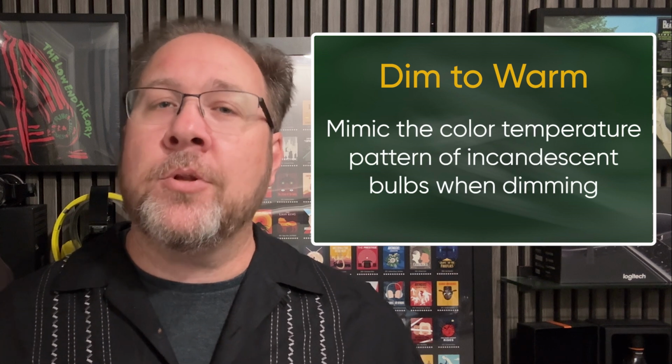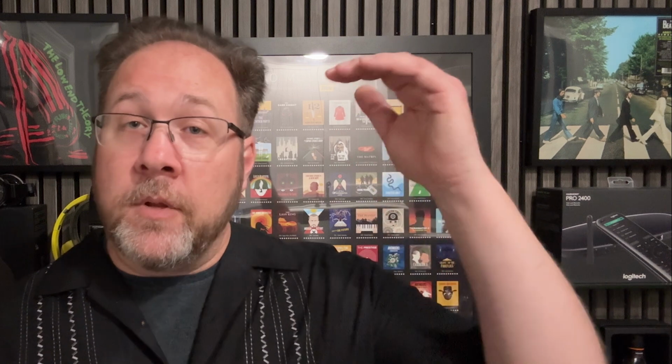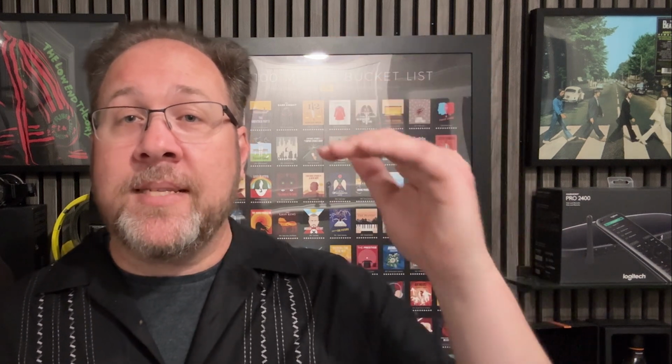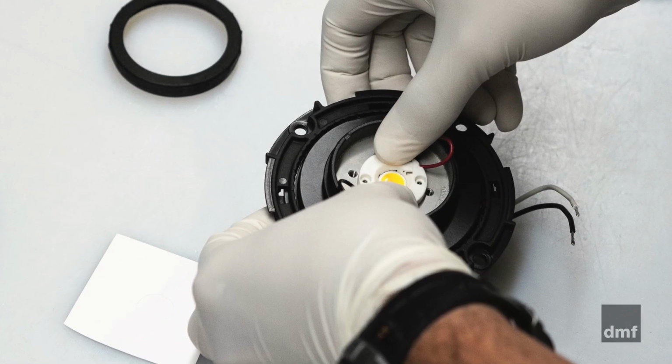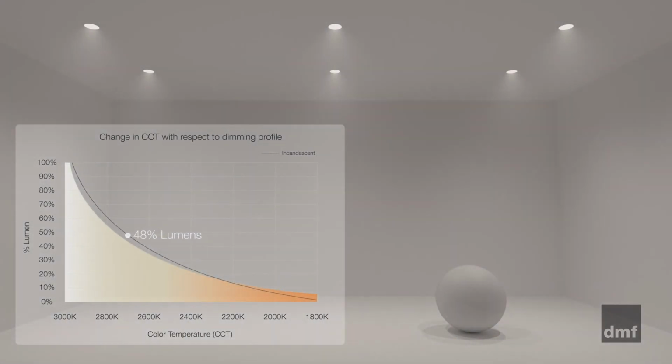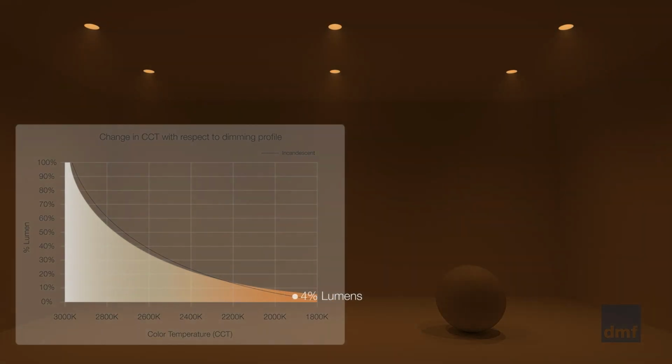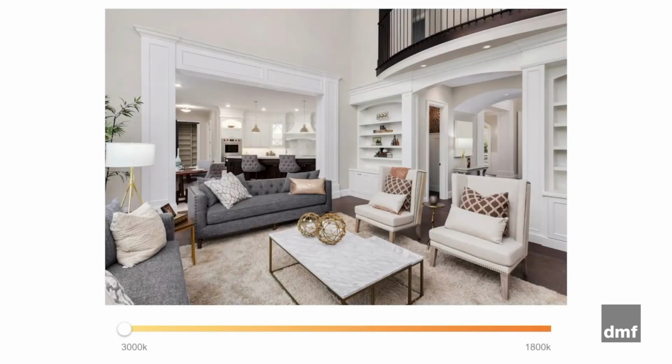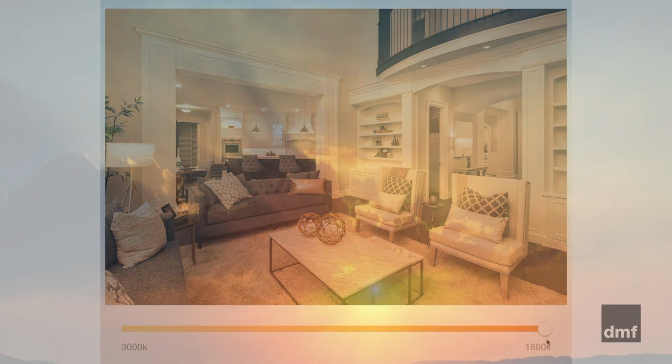So let's start with dim to warm bulbs. These bulbs are designed to mimic the color temperature of traditional incandescent bulbs as they dim. They start with a cooler temperature when fully illuminated and gradually transition to a softer, warmer glow as they dim. DMF's warm dim technology respects the profound human relationship with light. A light that at 3000K is bright and inviting, but when dimmed to 1800K is warm and relaxing, like a sunset.